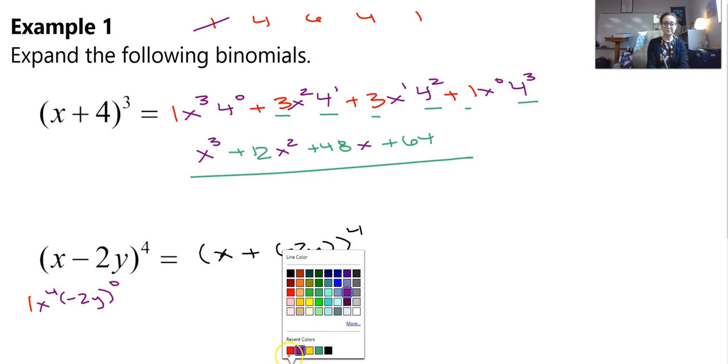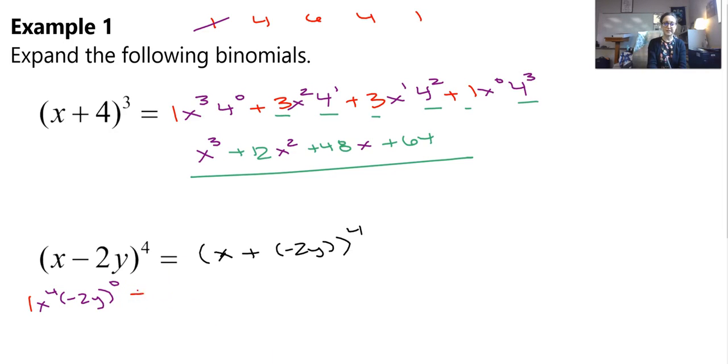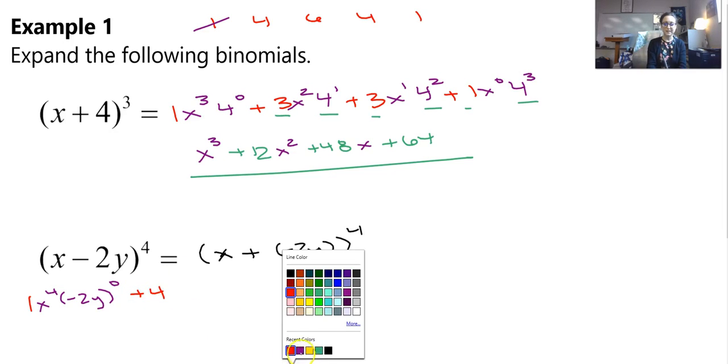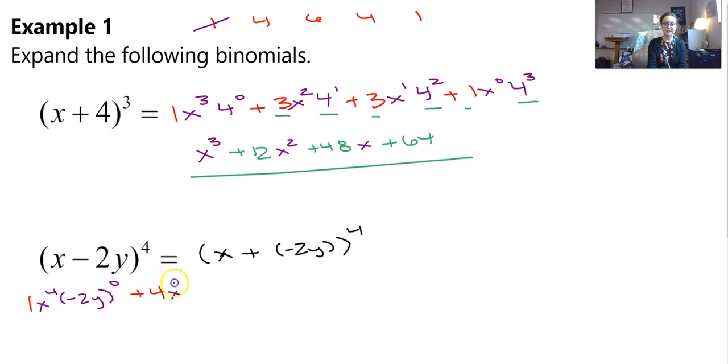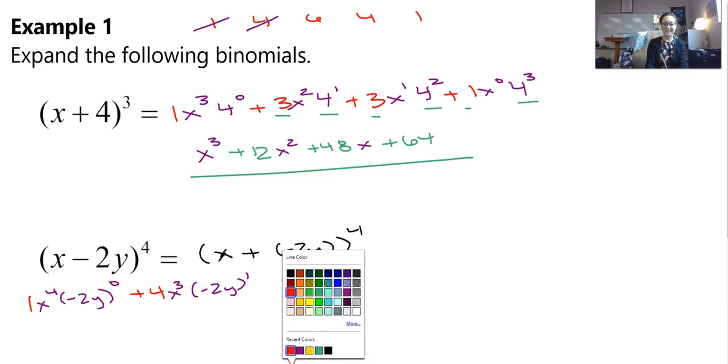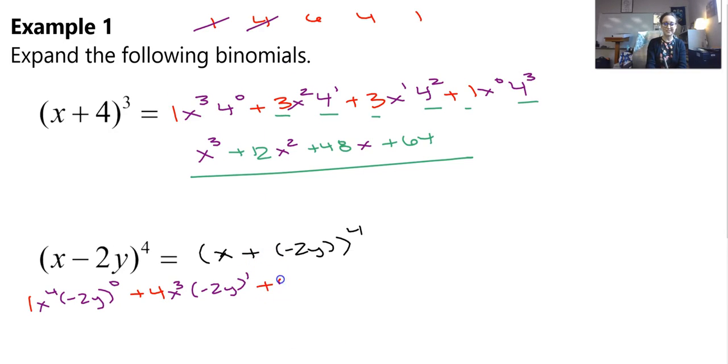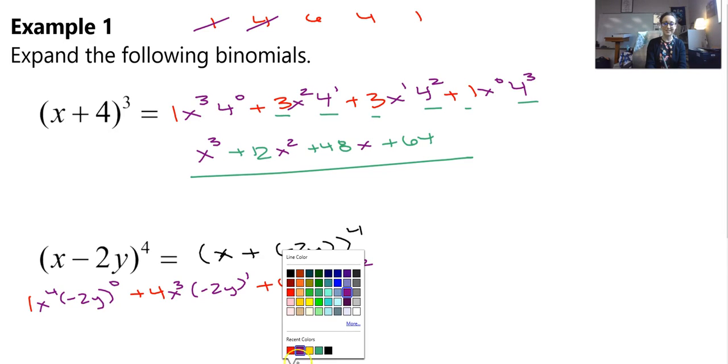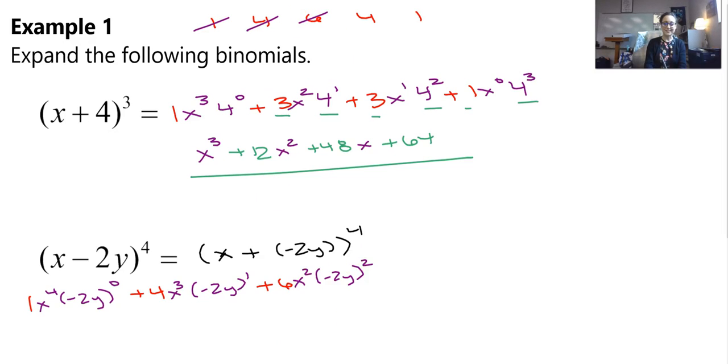All right, so now my next coefficient from Pascal's triangle is 4. And now I've got x to the 3rd, negative 2y to the 1st. Done with that. And then I am going to grab my next coefficient, which is 6. And we will have, again, exponent goes down, so to the power of 2. And then I've got negative 2y to the power of 2 as well. Done with this. And then we'll grab our next coefficient, which is 4.